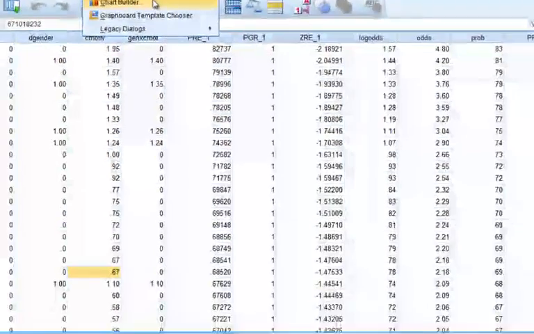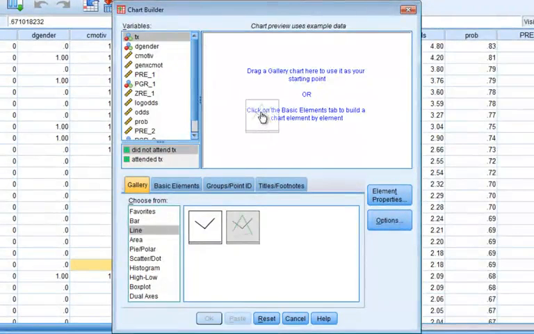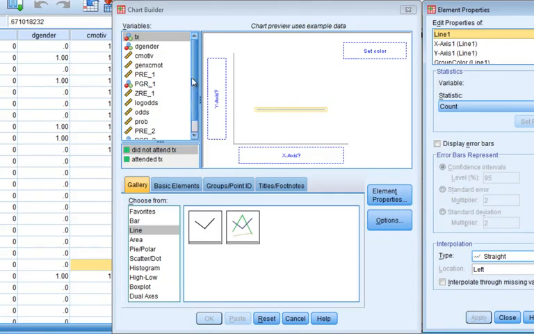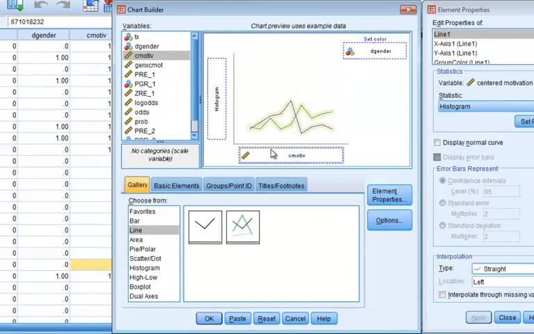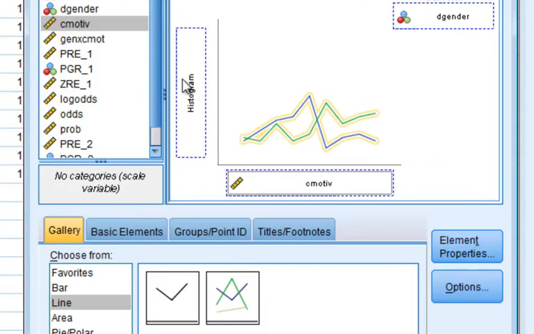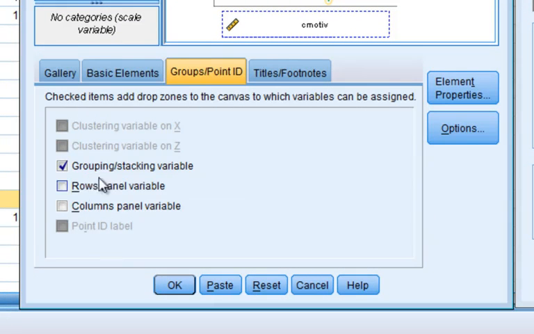So to see how that looks, we can go to our chart builder again, and we'll go ahead and reset that. And I also use the line graph for this. Again, I'm sure some folks are way more creative, so feel free to change the graphing type if you want to. And again, I'm going to put gender as our color because that's just going to be easier to interpret since it's a categorical variable. I'll put our centered motivation to change on the x-axis as our continuous variable, and our predicted probabilities on our y-axis. And you just want to be sure always that under groups point ID, you have your grouping stacking variable selected. And once you do that, you can click OK.